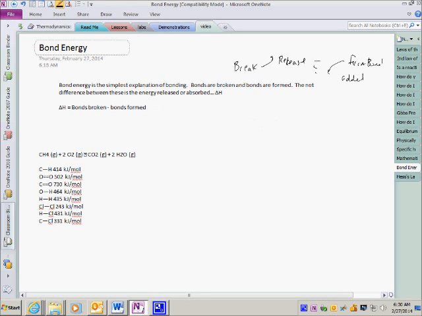But either way, the equation is: I take all of my reactant bonds, the ones I'm going to break, and add up all those energies, and then subtract the energy required to make all your new bonds, your products. Subtract those energies, and you get your difference in energy, which is going to be your delta H, which is your heat released.